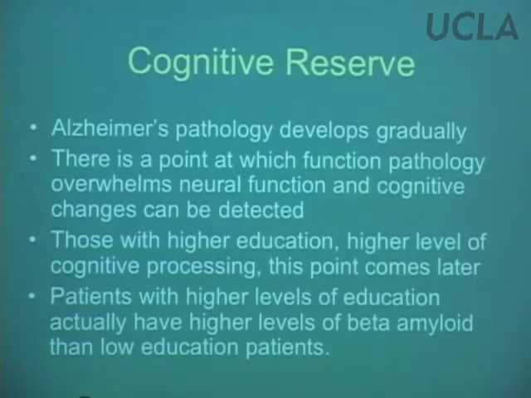So this is the idea of cognitive reserve, that we all have some level of cognitive reserve, and that knowing that the Alzheimer's disease pathology develops gradually, it isn't just suddenly overnight you're full of plaques, it happens gradually. There's a point at which the pathology overwhelms neural functions. So at some point you have so much pathology, you're going to start showing signs. For those with higher education, higher levels of cognitive processing, this point comes later. You can function in life well enough until later, until that pathology develops.